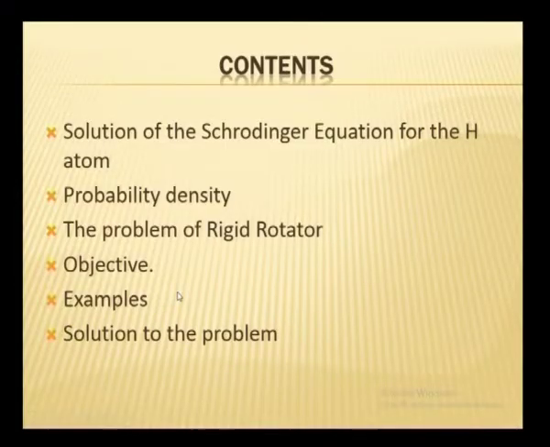And in this lecture the contents will be as follows: solution of the Schrodinger equation for the hydrogen atom, probability density, the problem of rigid rotator, objective, examples, solution to the problem. We have been seeing in the last lecture as to how Schrodinger was able to obtain the eigenvalues and eigenfunctions by solving the equation named after him, namely the Schrodinger equation.